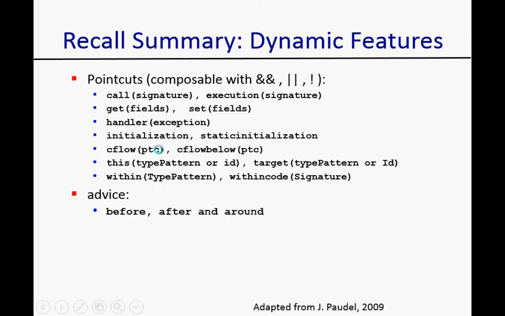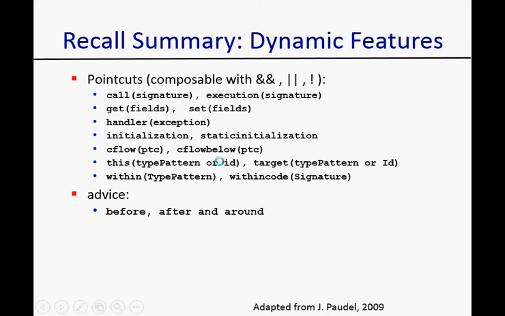Now, cflow and cflowbelow, I glossed over that last time, and they're worth noting. So here we have some point cut, and this point cut might be a call, for example, and we want to know things which are occurring from that point until we come out of that point. So imagine, say, cflow of a call. And so everything that occurs within that call, we're interested in, say, tracing or matching some data. Cflowbelow is very similar, except while cflow includes the point of interest, say, the call to the function, cflowbelow excludes that particular call, but includes everything underneath it.